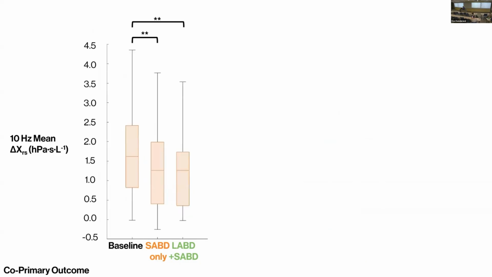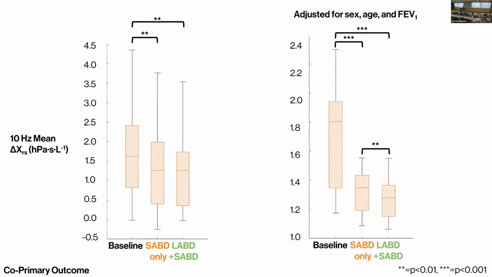When we look at XRS, we didn't have to adjust. And you can see that there was a significant difference in XRS following the administration of short-acting bronchodilators and their long-acting bronchodilator. Interestingly, when you adjust as well, you can see there's an even bigger decrease in XRS following their long-acting bronchodilator compared to their short-acting bronchodilator.